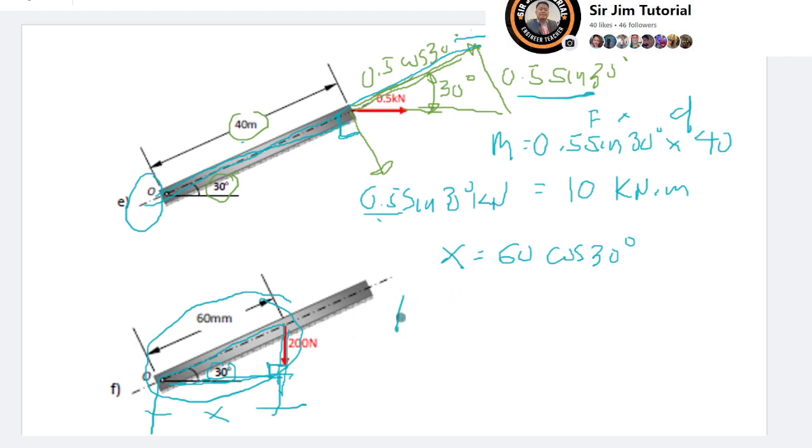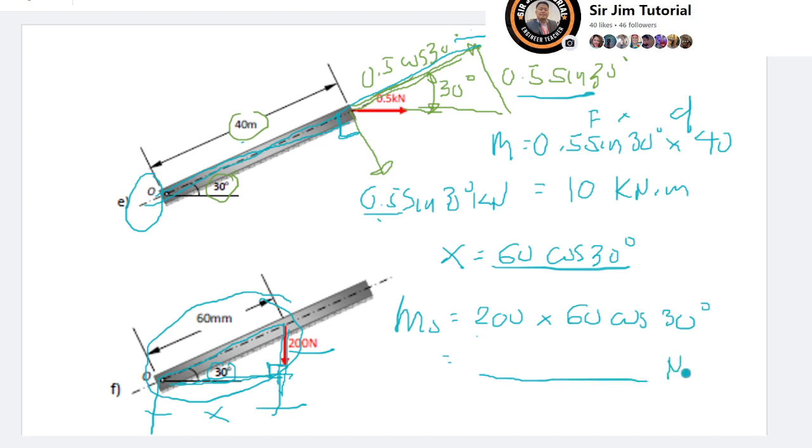So moment at O is just this force, which is 200, 200 times, okay? You have this 60 cosine 30. Using your calculator, you can get the answer. Your unit will be in Newton and millimeters. Okay, Newton and millimeters.